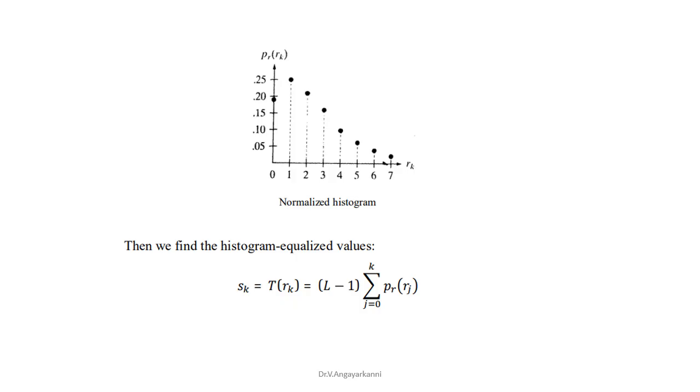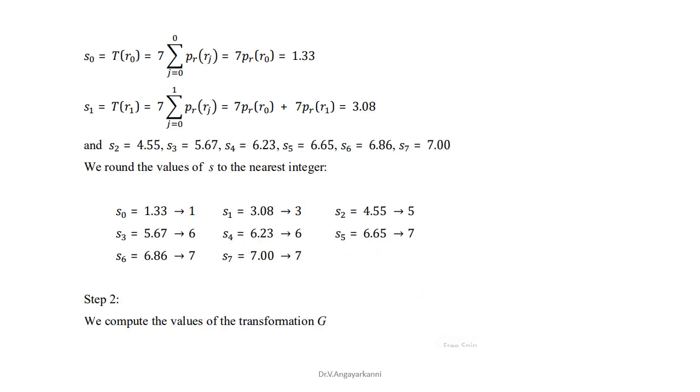S is equal to T of r, that is, the image transformation of r: S equals (L minus 1) times the summation of the probability of r. Using this formula, if we calculate for all the values from S0 to S7, the values are listed. Then we have to round the values of S to the nearest integer. So 1.33 is rounded to 1. Similarly, 5.67 is rounded to 6 and 6.86 is rounded off to 7. Like that, 3.08 is rounded to 3. Similarly, we have calculated the S values.